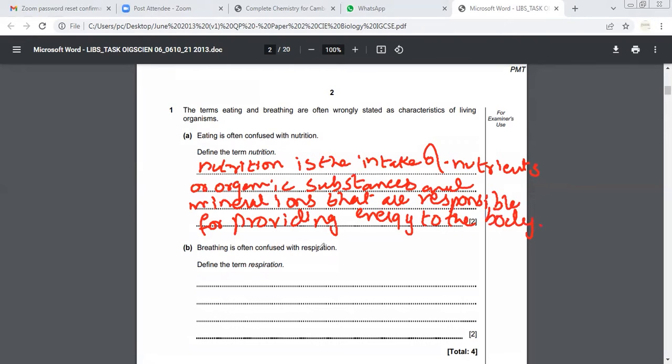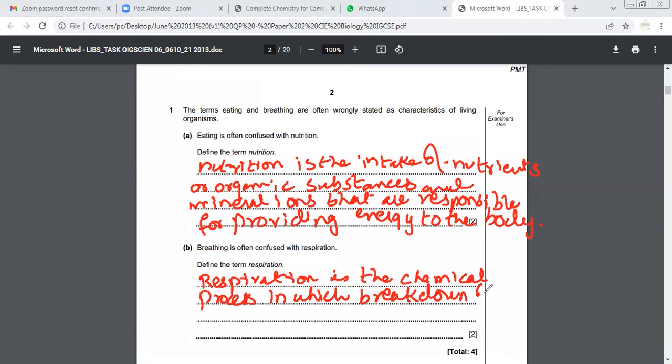Okay, breathing is often confused with respiration. Define the term respiration. Respiration is the chemical process in which breakdown of glucose, in the presence or absence of oxygen, occurs to obtain energy, that is ATP.